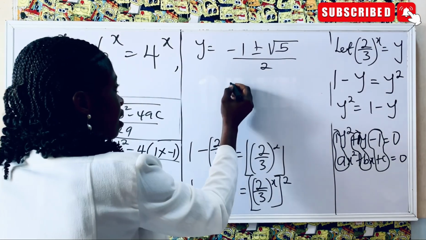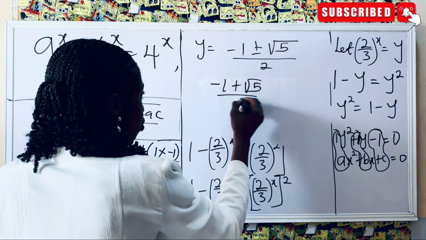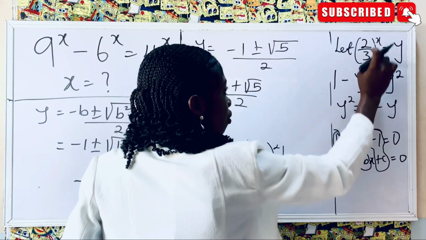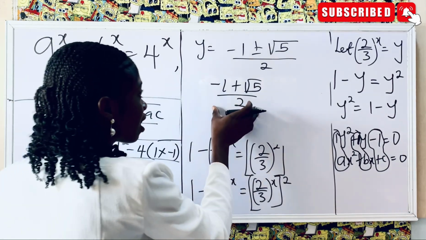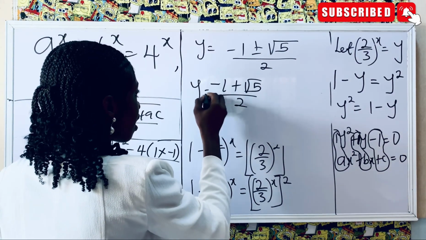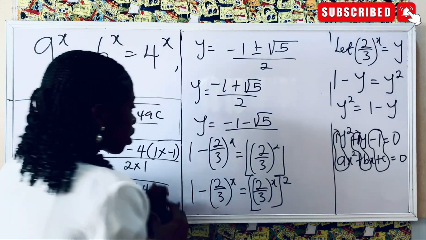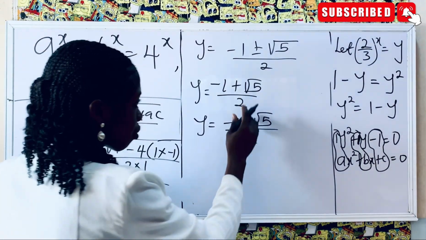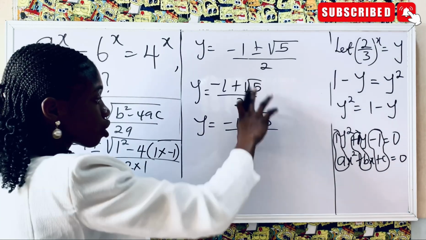So we have it that if you choose y as negative 1 plus root 5 over 2, remember what you said from the beginning was, let 2 over 3 to the power of x be y. Let's list the two of them. So the question is, which of these two values are we going with? These are the two values of y from here.